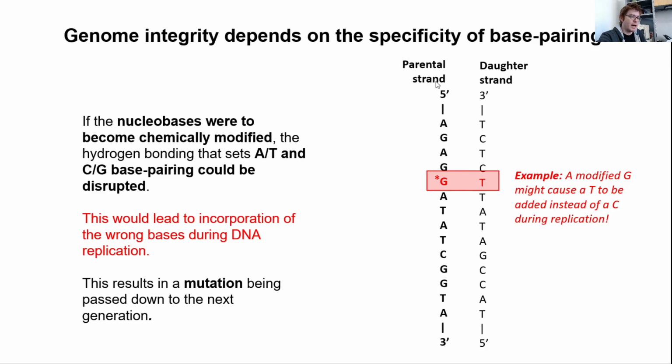And so what you should imagine here is if we had some parental strand that we were copying and there was some chemically modified base here, so this guanine was now modified in some way, and that modification caused a T to be preferentially added instead of a C, then the daughter strand is going to inherit a T in a position where it should have had a C. And so this is exactly the type of phenomenon that we have to worry about if we're a cell. What we're going to do now is go through the different ways in which these chemical modifications can occur that can lead to these problems.